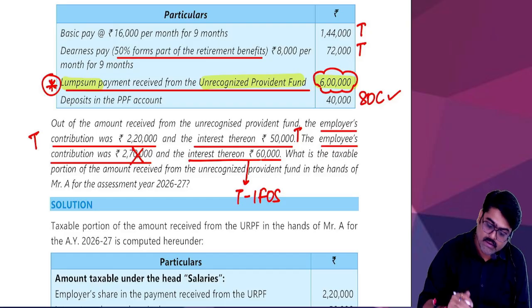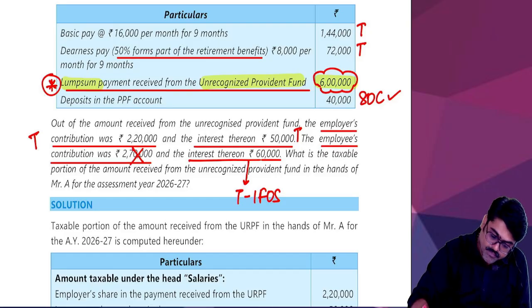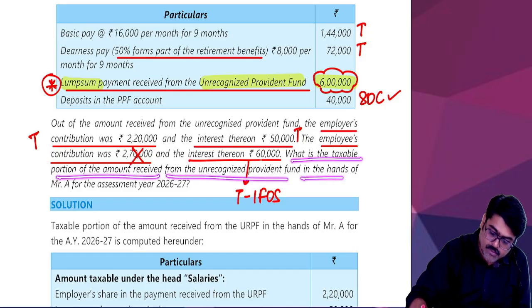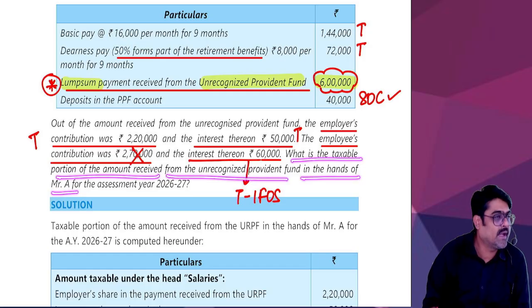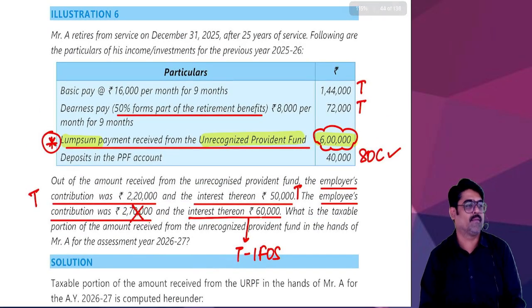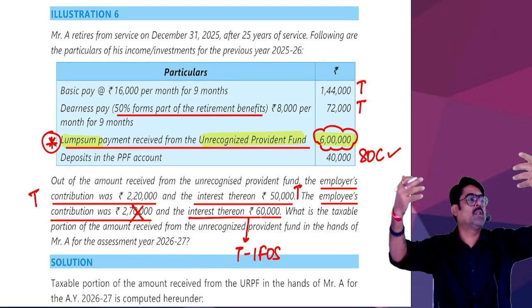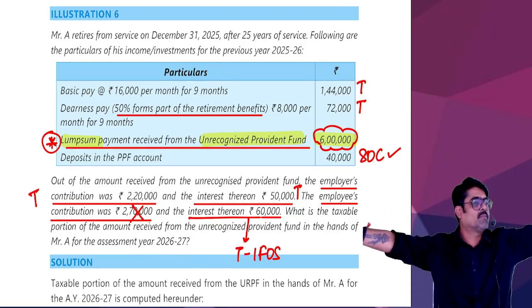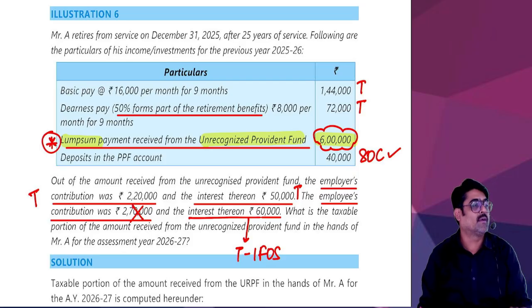Understood, no? Now what are they asking? What is the taxable portion of the amount received from unrecognized provident fund in the hands of Mr. A? They have given you this entire question and they are asking only one thing. They have given you all the possible different details, but they are asking about only one thing: what will be the tax treatment of this 6 lakh? That's it. But if I was your examiner, what would I have asked you?